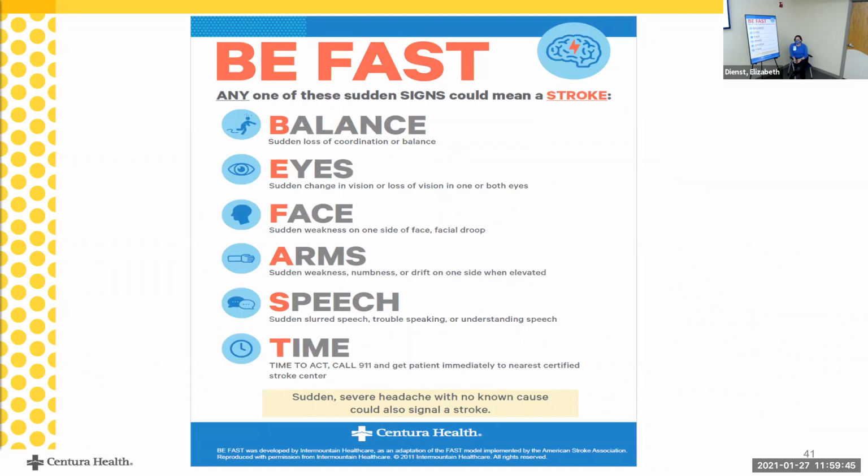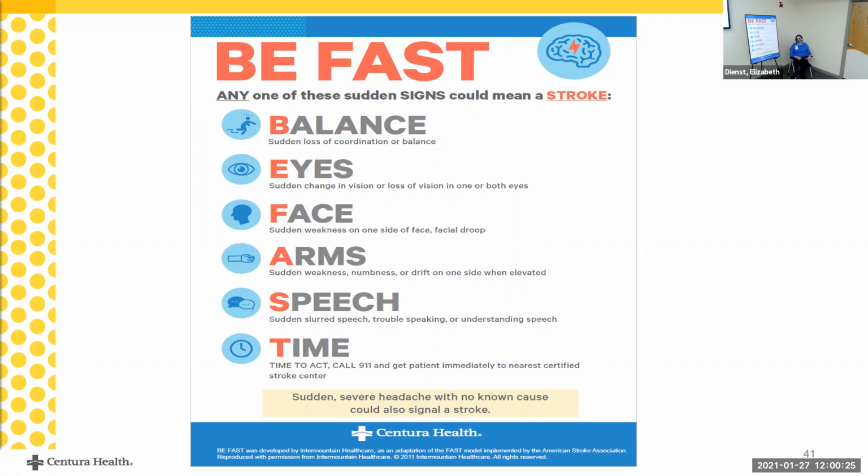With the face, what we're looking for is asymmetry. And with the arms, we're also looking at legs. So it was hard to fit legs in there. So just when you see arms, think of your appendages and think of arms and legs. So when we see weakness or they have sensory deficits, when we're touching them, they can't feel something. And then with speech, what we're looking at is, is their speech slurred? Can they get words out? When they're talking to us fluently, is it not making sense to the questions that we asked?